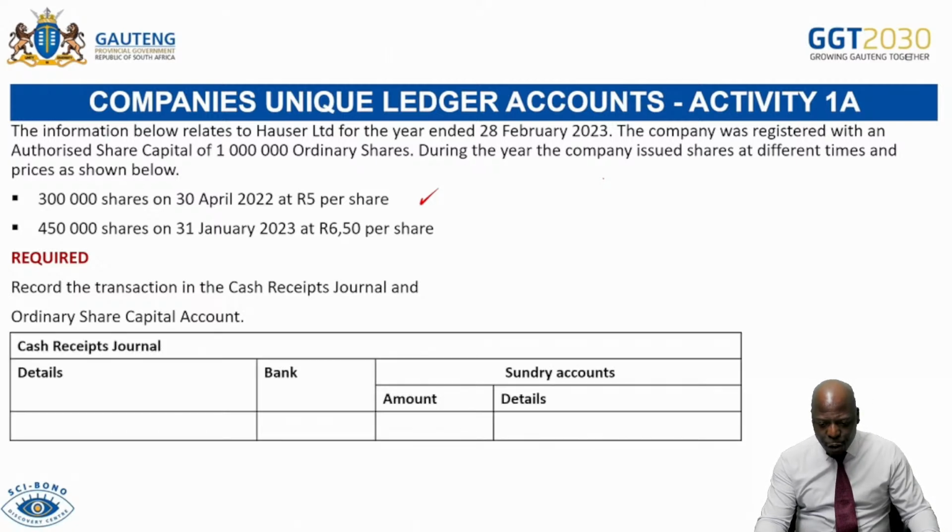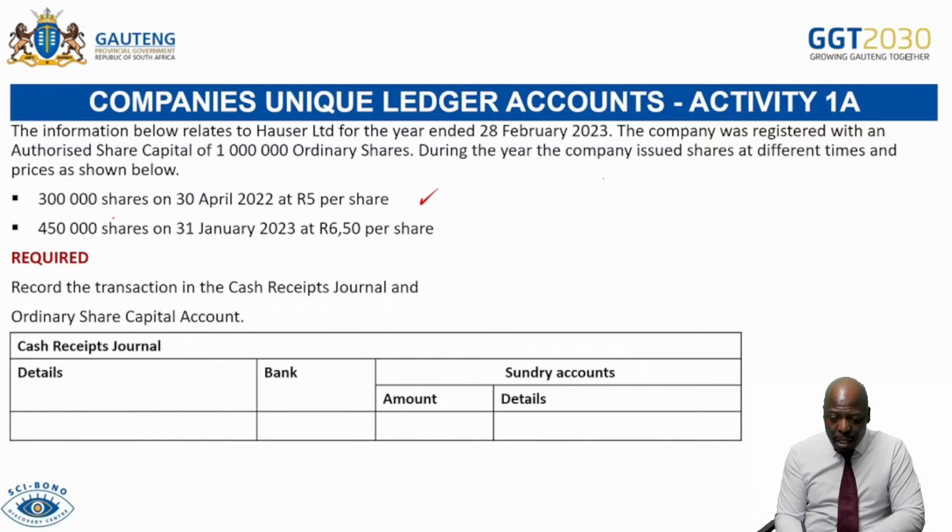I have my CRJ here. If I am going to issue shares, I want to record this first issue of 300,000 shares. In my details, I'll come here, then I'll say shareholders.